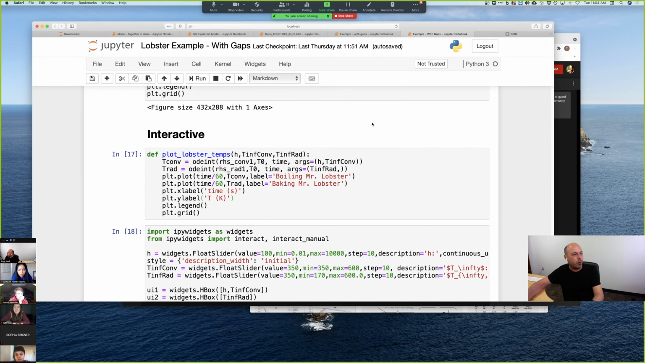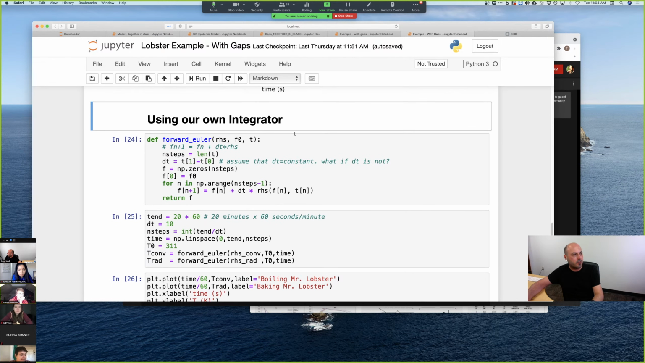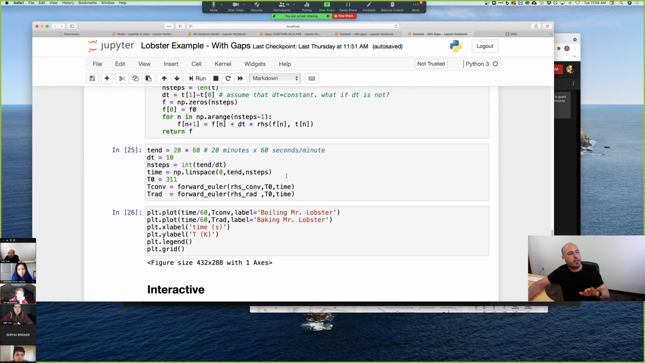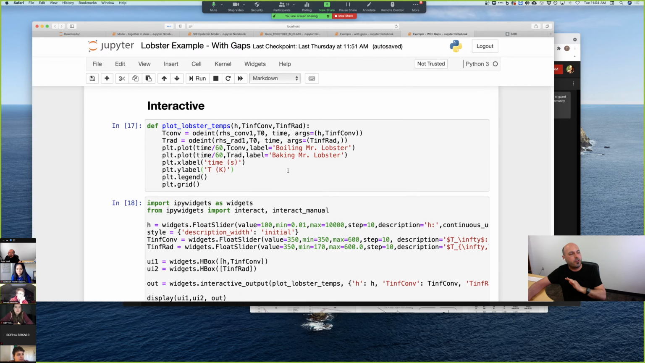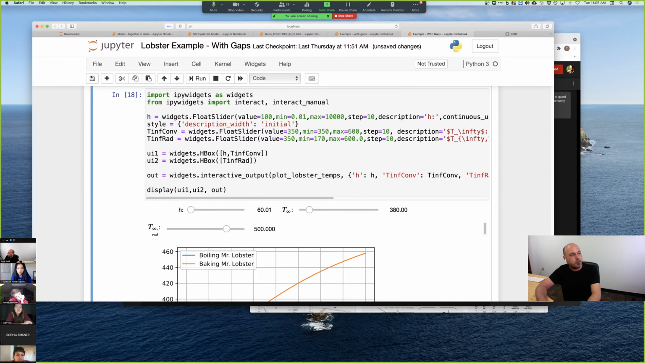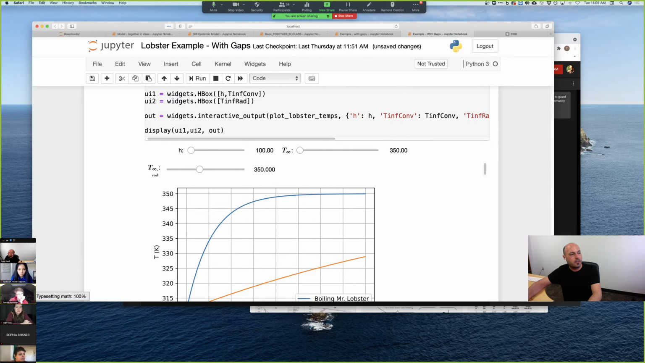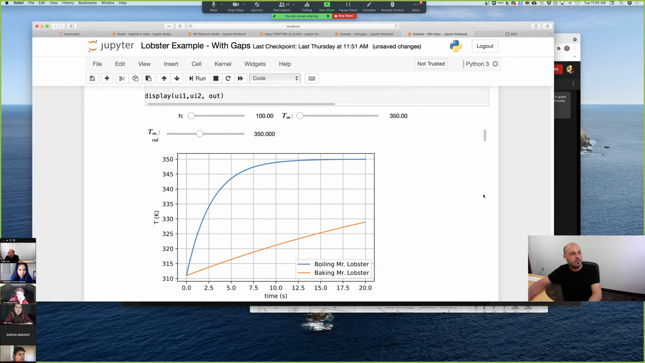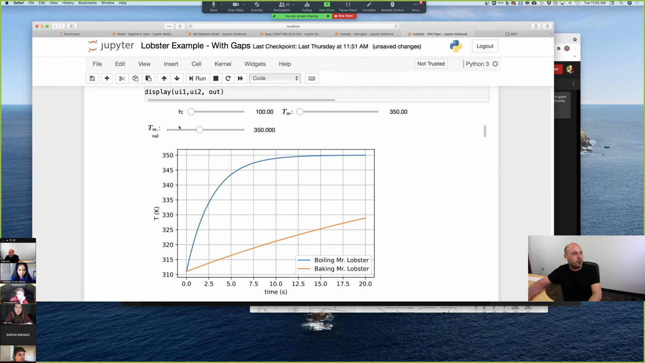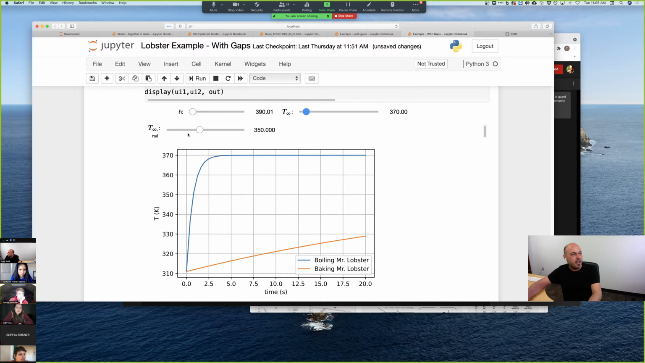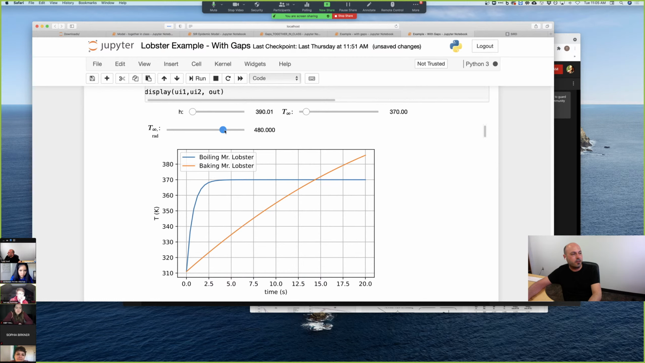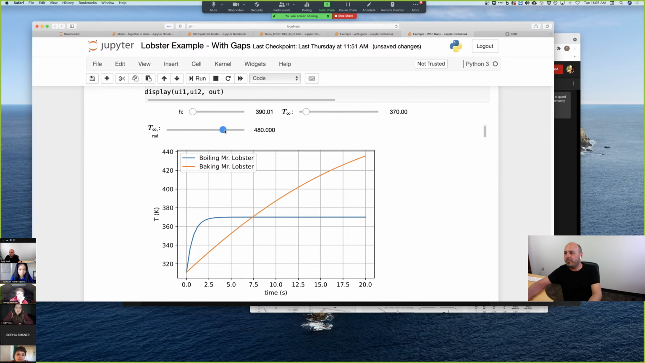At the end of your notebook, the next section is going to be using our own integrator. We'll worry about that later. But at the end of the notebook, I have an interactive thing. If you just go ahead and execute the cells, you're going to see something like this. And you can then play around with H and C and T infinity, and you get an update of the curve, okay? Like a user interface thing.